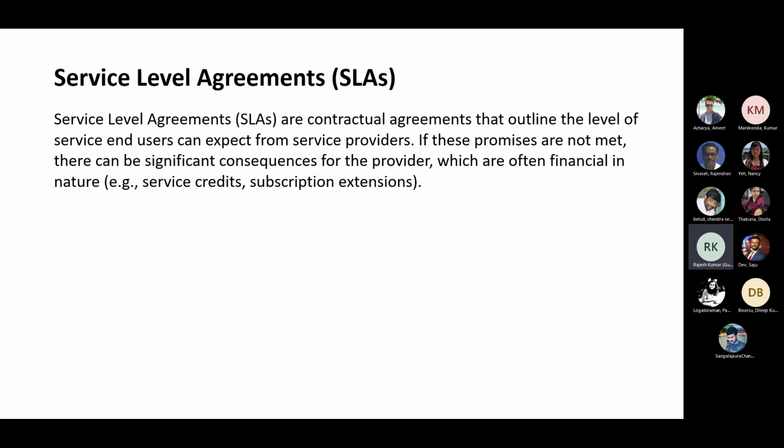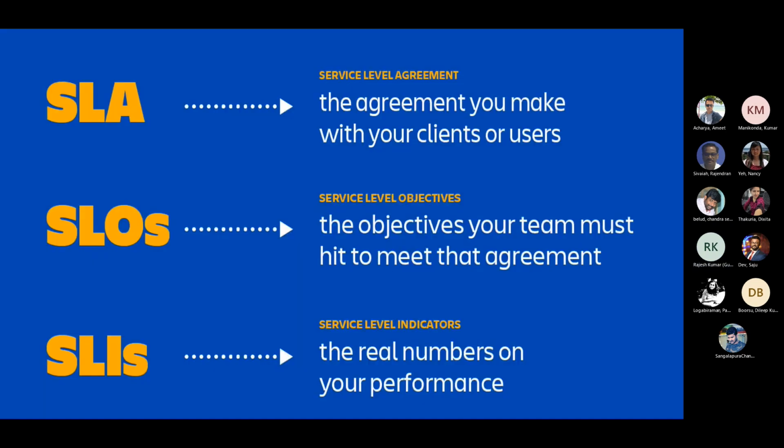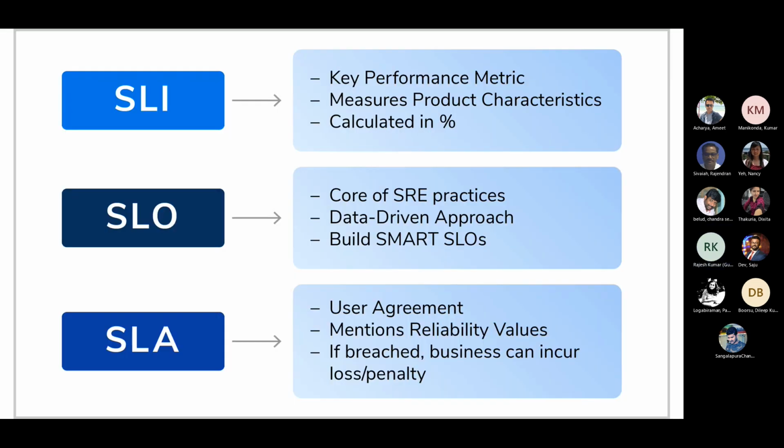SLA, service level agreement, is a contractual agreement that outlines the level of services end users can expect from the service provider. SLI is the real number on your performance. The SLO is the objective your team must hit to meet that agreement. And the SLA is the agreement that you make with your clients or users.